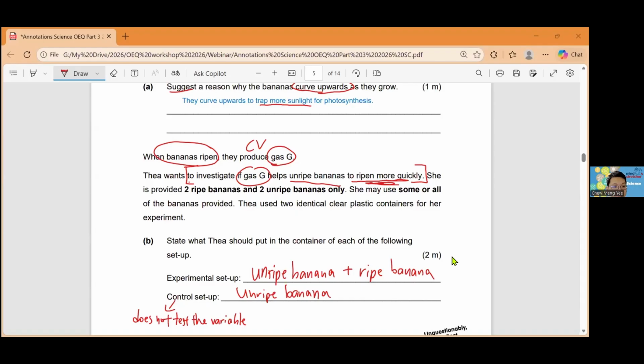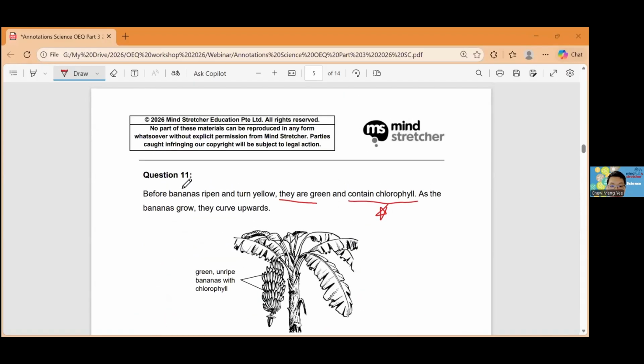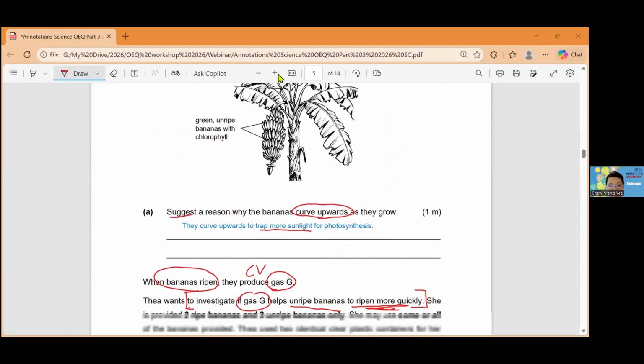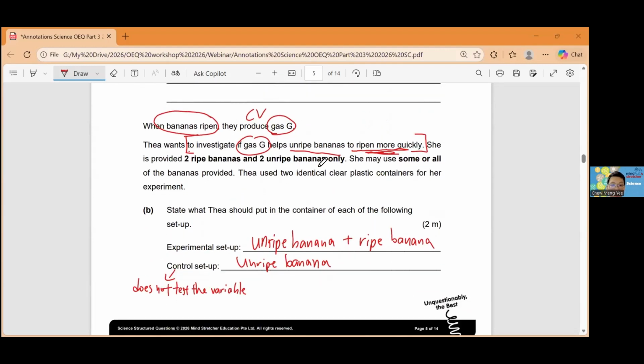What's happening? Do the questions contain facts, like the banana? Yeah, Tai Sheng. When they say that the bananas are green and contain chlorophyll, they are not going to lie. All this should be facts. They cannot write something that is fiction, or not scientifically correct. Same thing with these bananas: they do produce a certain gas that helps other fruits to ripen faster.